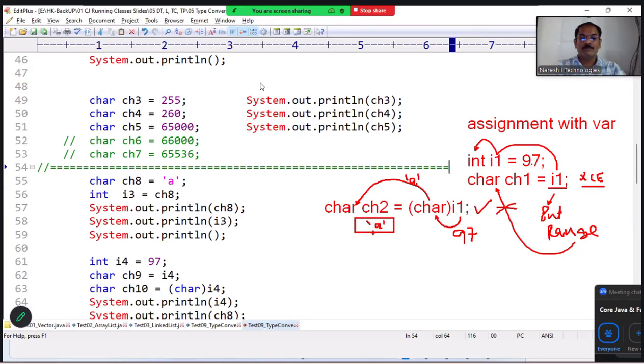Repeat again. Can I assign an int literal directly to a char variable? Yes, from 0 to 65,535. Can I assign an int variable directly to a char variable? No, because the compiler will not see the value. The compiler sees only type. The int type range is greater than char. That's why the compiler throws an error. But if I want to assign, then use a cast operator. With the cast operator, I can assign an int variable to a char variable. Understood?